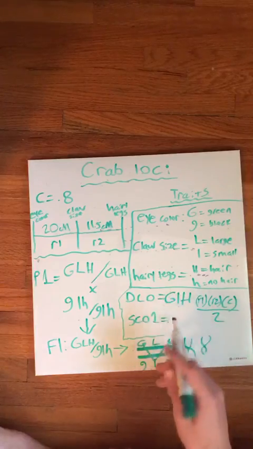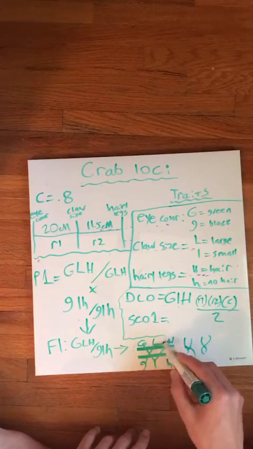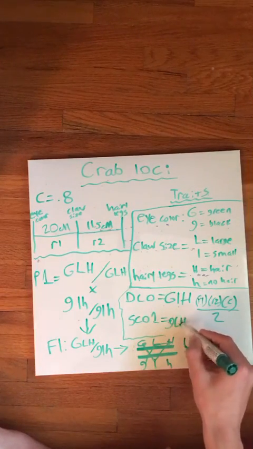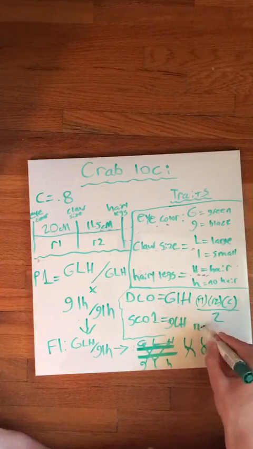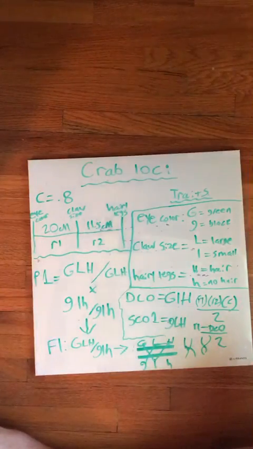And then for single crossover 1 only, we're going to do an R1 cross here. So we get that G, L, H. You may notice it only crossed over once there. To do this, you typically take R1 minus that DCO and divide by 2 to get that SCO only, excluding the double crossover.